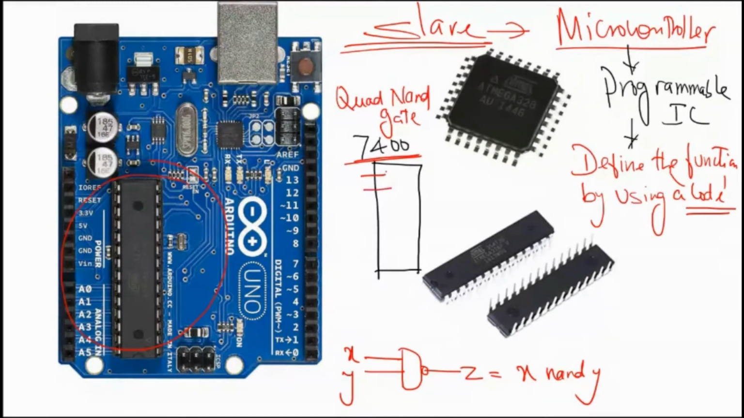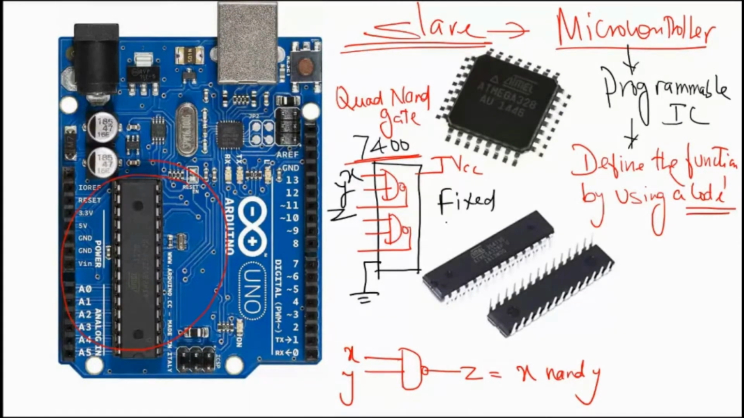It takes two inputs and gives you one output. And it takes another two inputs and gives you one output. Similarly, there are four such NAND gates and one power supply pin and one ground pin. So this is a small IC. In this quad NAND gate, if you give inputs X and Y here, Z will be the NAND output of X and Y. So this is called a fixed function IC.